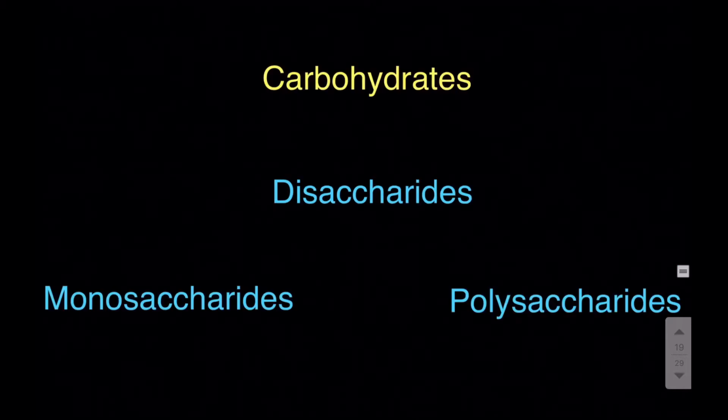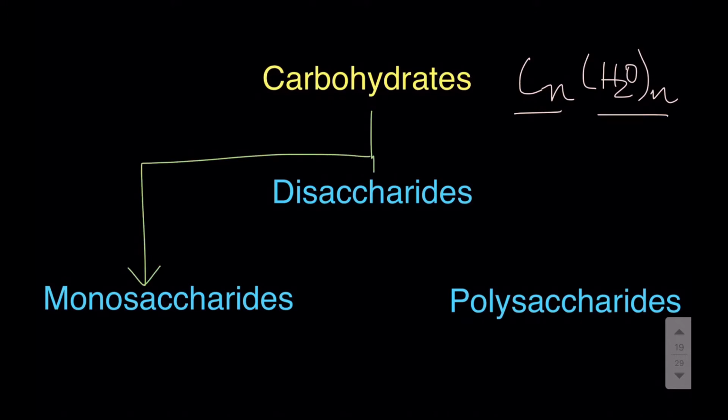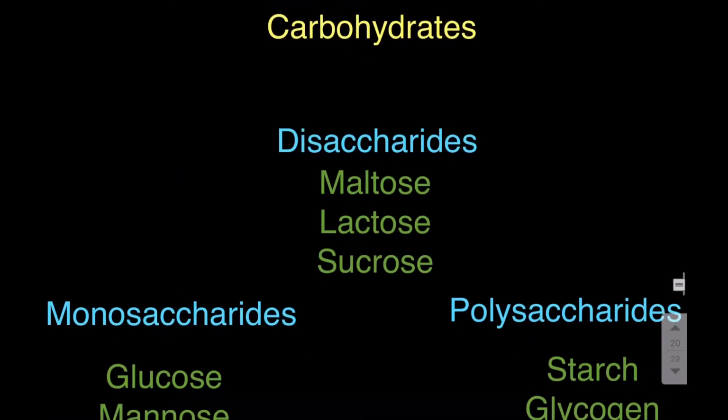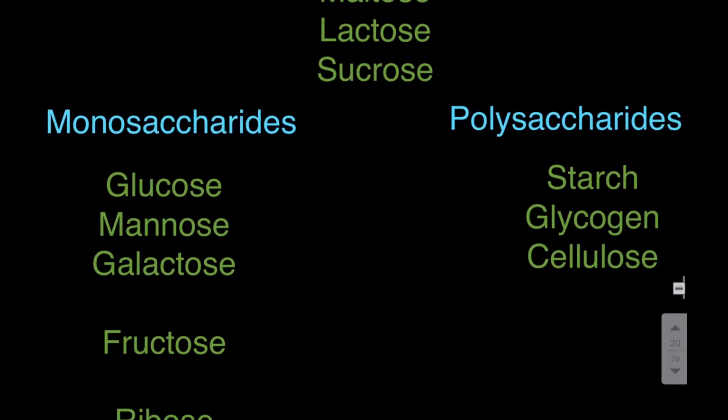Carbohydrates are compounds that contain carbon and water in the same ratio, so the general formula is Cn(H2O)n. Carbohydrates are classified as monosaccharides, disaccharides, and polysaccharides. Some of the examples that you need to know with respect to structure are shown here.